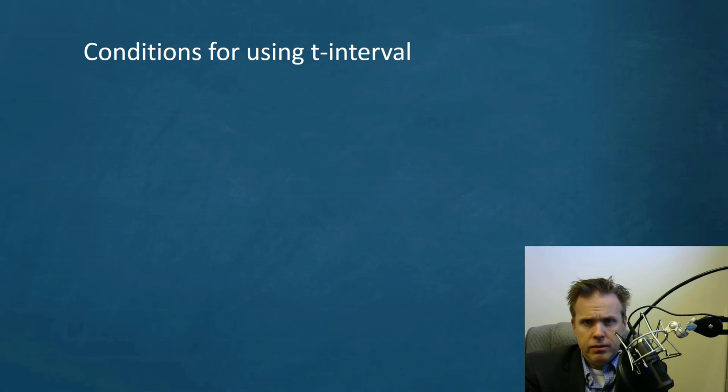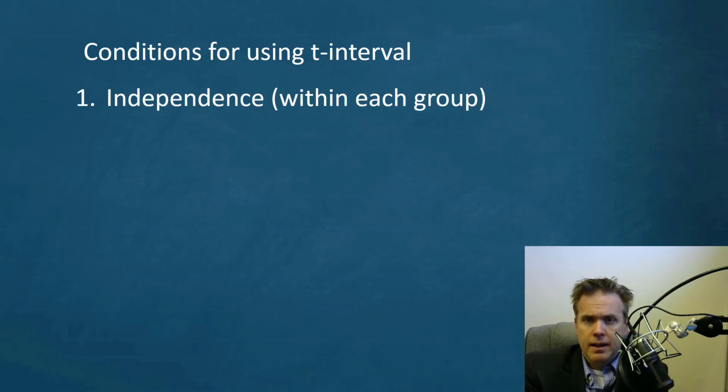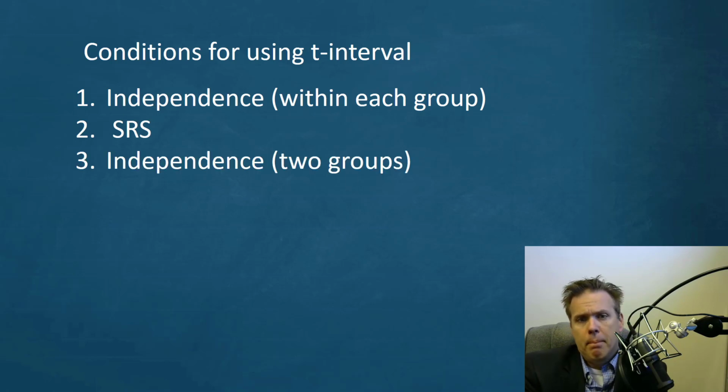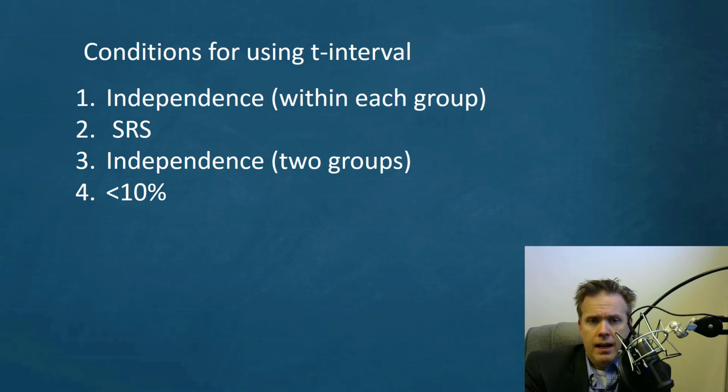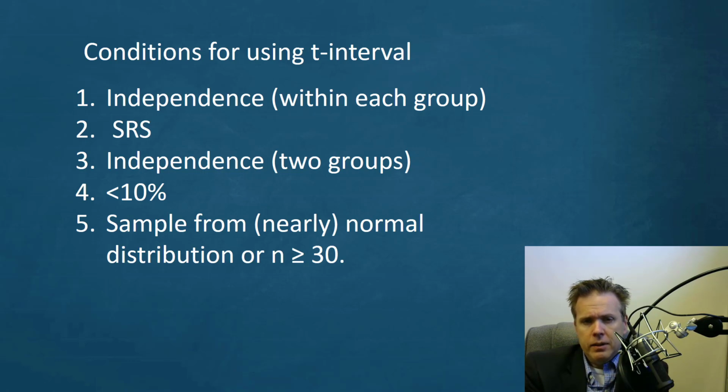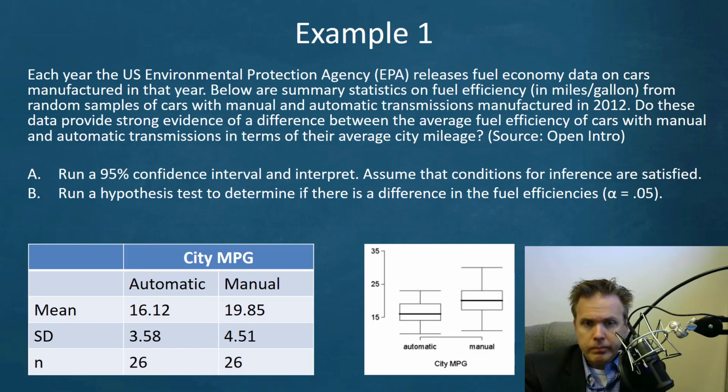So the conditions for using the t-test. Again, independence within each group, simple random sample, independence between the two groups, and that our sample is not too big. This is almost never a problem. And that we sample from a nearly normal distribution, or our sample is bigger than 30. So if it's bigger than 30, it doesn't have to come from a nearly normal distribution, but if it's less than 30, then we need to.